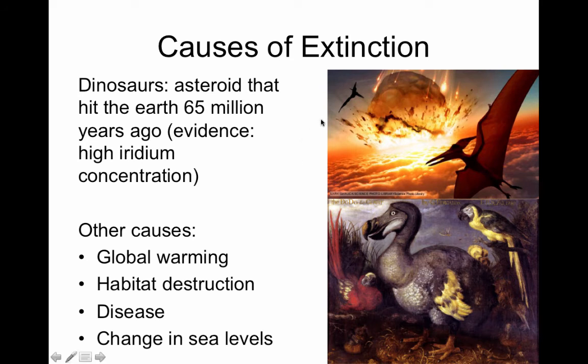For causes of extinction, there have been multiple causes of extinction in the past 4.6 billion years. For the dinosaurs, the cause of extinction was an asteroid that hit the Earth 65 million years ago.